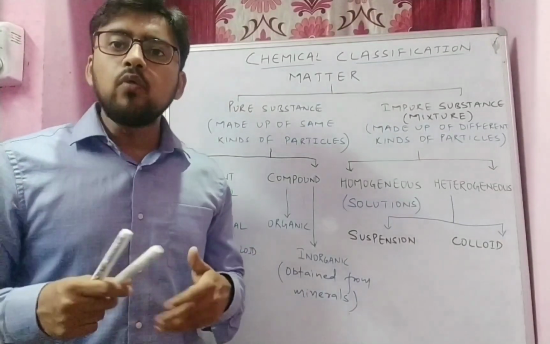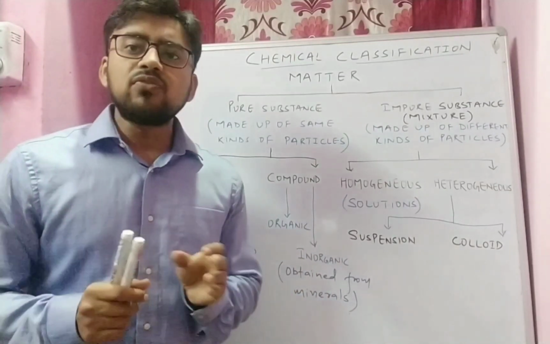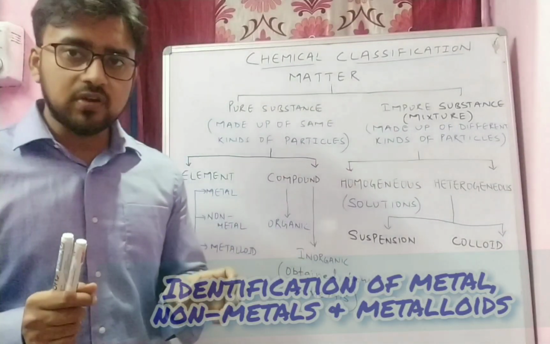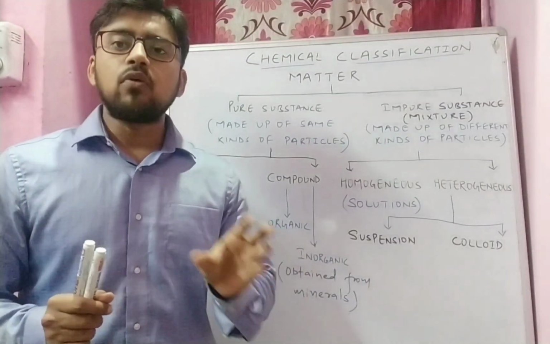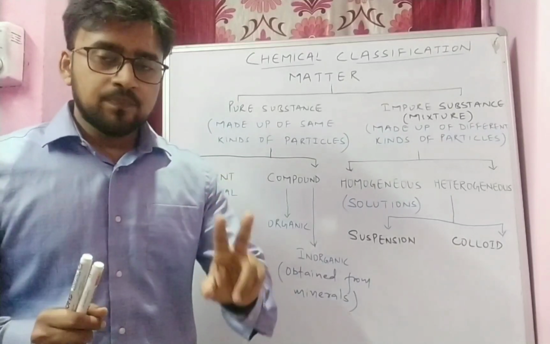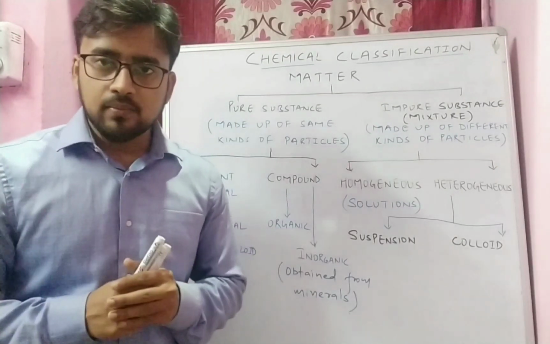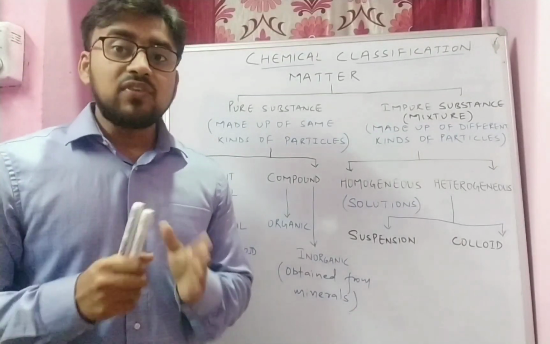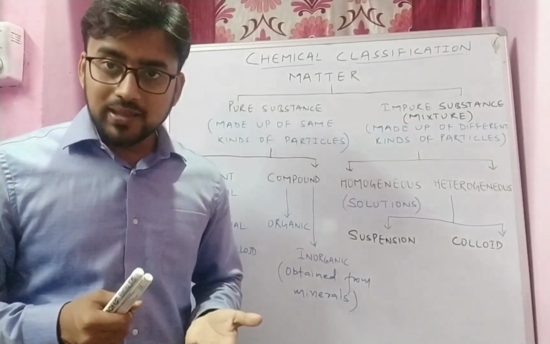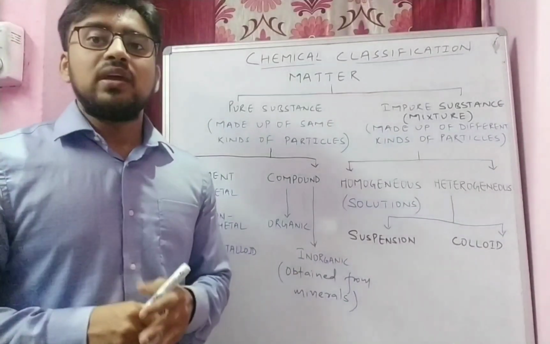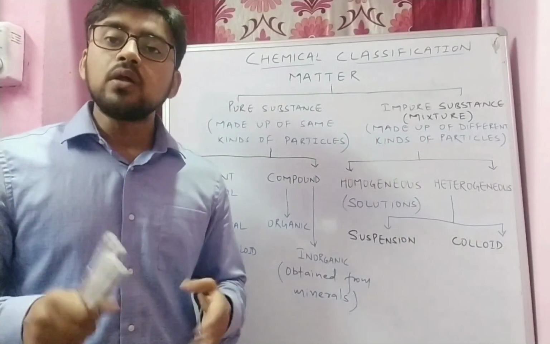For example, how can we say that any given element is a metal? If the outermost electronic configuration has 1, 2, 3 valence electrons, then it is a metal. If it has 5, 6, 7 valence electrons, then it is called a non-metal. If it has 8 electrons in the outermost orbit, then it is a noble gas, an inert gas. Or if it has 4 electrons in the outermost orbit, then it can be a non-metal or a metalloid.